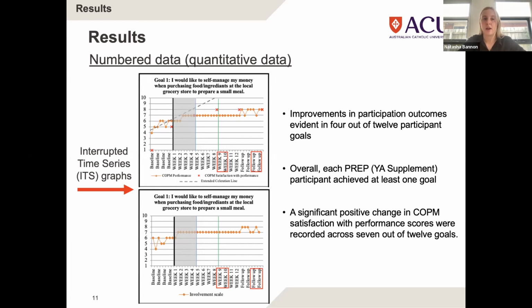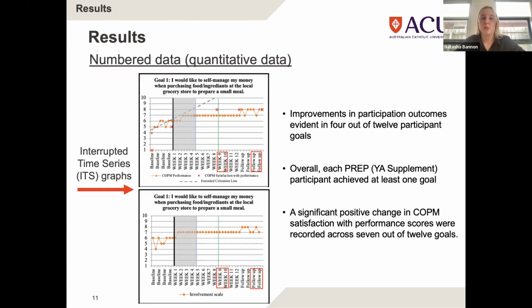a participant's data. As we can see on the screen now, we have our top graph, which shows the participants' COPM performance and also COPM satisfaction with performance data, whilst the bottom graph shows their involvement data. For this particular participant and their goal here, we can see that their COPM performance scores in the top graph show a steady increase following the start of intervention, which is that grey shaded area you see there. And these were sustained and even improved upon post-intervention and during follow-up.